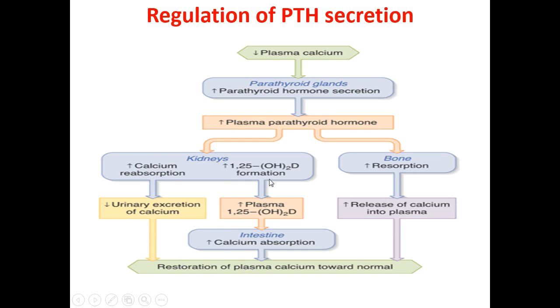Again, how? Vitamin D will increase intestinal absorption of calcium, while increased calcium reabsorption will decrease excretion of calcium in the urine. Overall, these changes will achieve restoration of plasma calcium towards the normal.